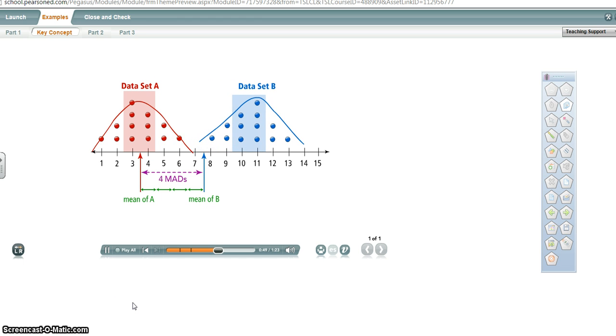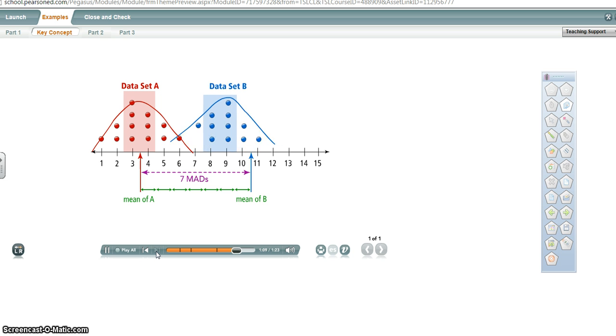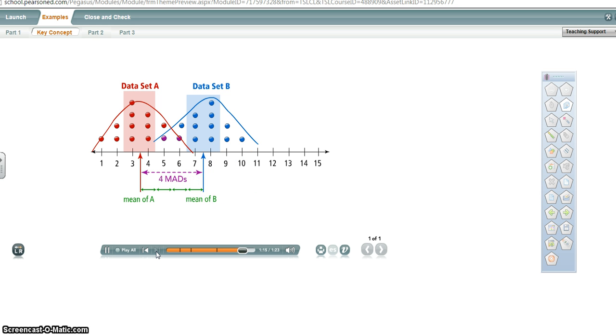The greater the distance between the means of the data sets, the more multiples of the mean absolute deviation you need to describe that distance. Greater distance between means equals more multiples of MAD. The less the distance between the means of the data sets, the fewer multiples of the mean absolute deviation you need to describe that distance.